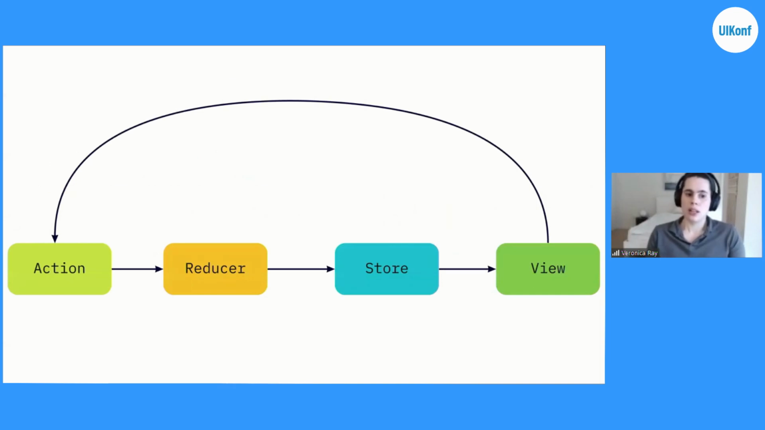So the core idea of the flux pattern is this unidirectional data flow. And also, you're not directly manipulating and updating the state. State can only be updated through this flow. And so your view is kicking off an action. The action feeds into the reducer. The reducer handles the action to update the store, and then updates to the store are represented in the view.